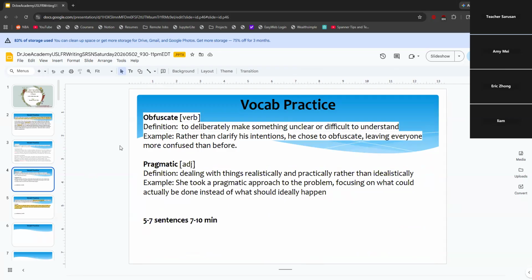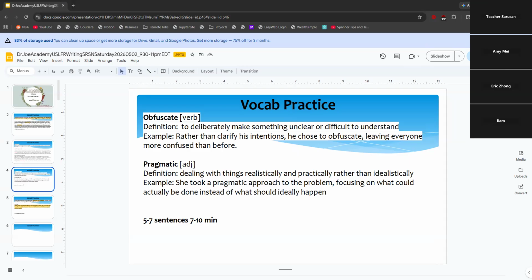Liam, can you read this page for us, please? Obfuscate, verb, definition: to deliberately make something unclear or difficult to understand. Example: rather than clarify his intentions, he chose to obfuscate, leaving everyone more confused than before. Pragmatic, adjective, definition: dealing with things realistically and practically rather than idealistically. For example, she took a pragmatic approach to the problem, focusing on what could actually be done instead of what should ideally happen.